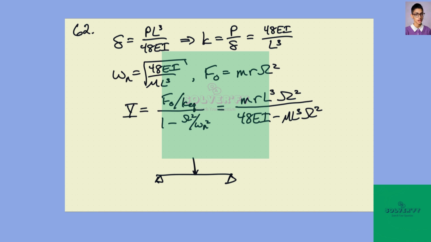And we can see how, as we change EI and L around, we change the natural frequency, and when this thing is 0, that's when resonance occurs. So the forcing frequency that excites resonance is simply that omega squared is going to be 48 EI all over M L cubed, which makes sense because that is the natural frequency squared.